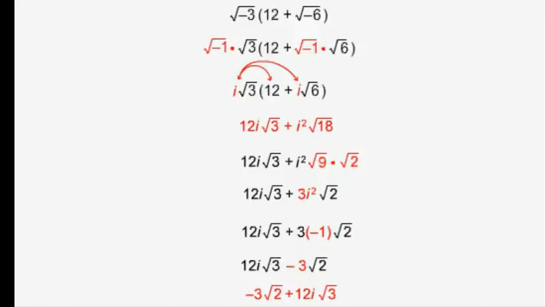Negative 4.2426, et cetera, et cetera. That's what negative 3 square roots of 2 is. It's a real number. It's just irrational. Plus 12i square roots of 3, which is an imaginary number. But it's just distribution. Before they distributed this through the parentheses, they factored out the i, the square root of negative 1. Then after you factor out the i, it's just normal distributing through the parentheses.